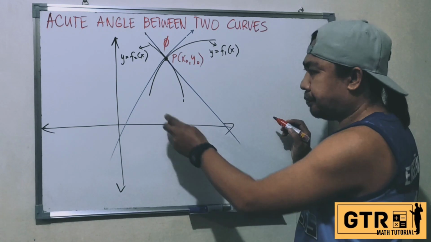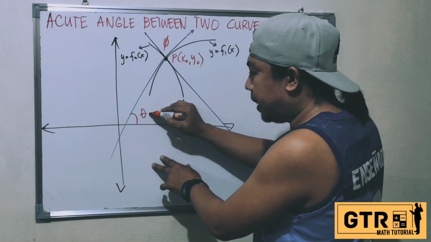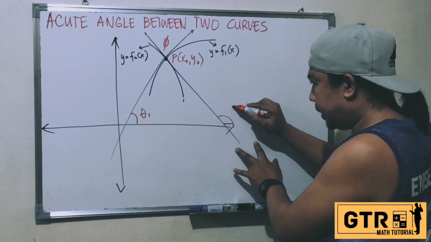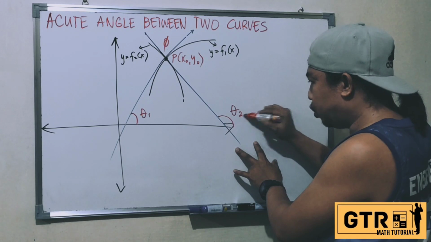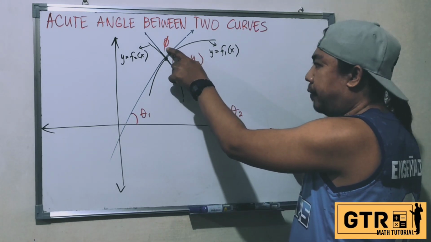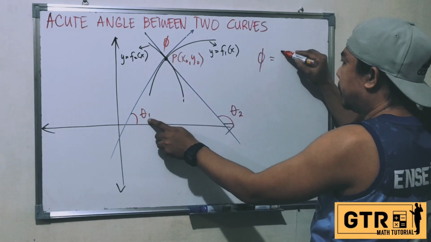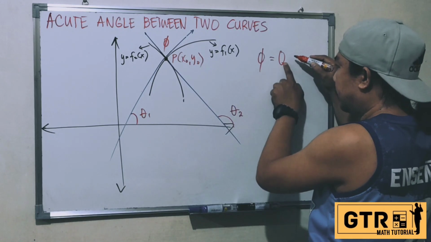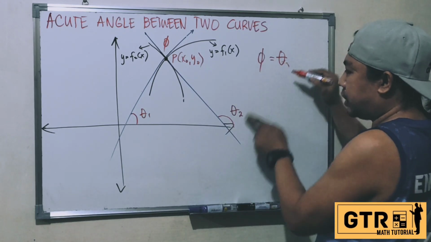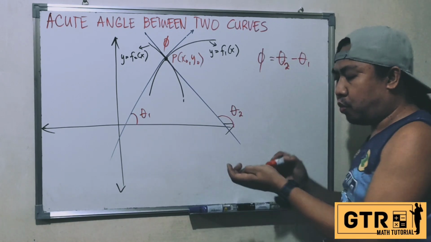So if this is the acute angle, we can let this part be theta sub 1, and this part be theta sub 2. To get the value of the acute angle P, P is equal to theta sub 2 minus theta sub 1, since theta sub 2 is bigger.